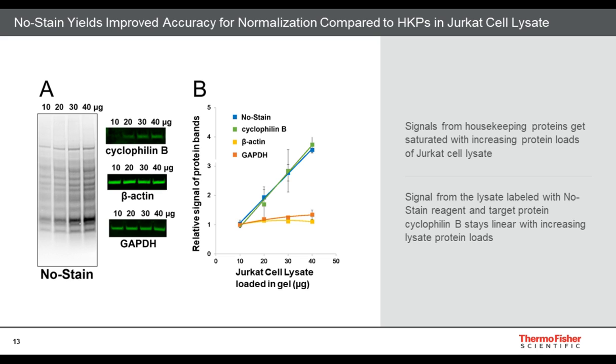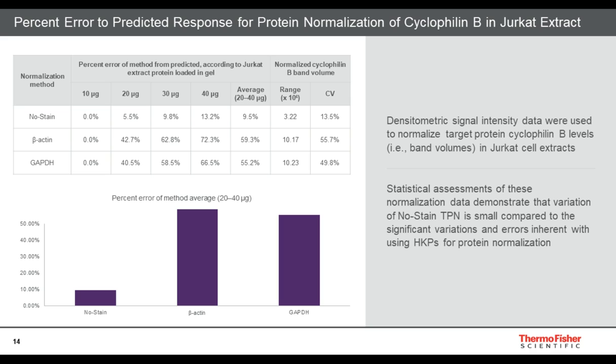So really there is no difference between loading 10 microgram or 40 microgram. And the plots really represent that. They are almost flat. And that again would give completely erroneous results when you're trying to normalize your cyclophilin B levels, which is really linear at the ranges used here for the Jurkat cell lysate.